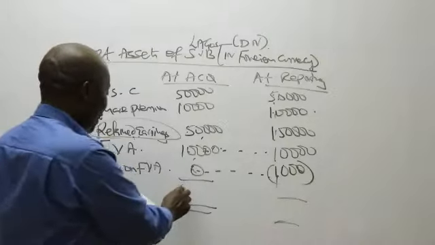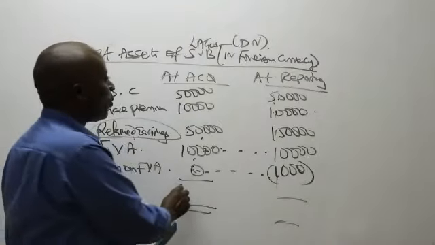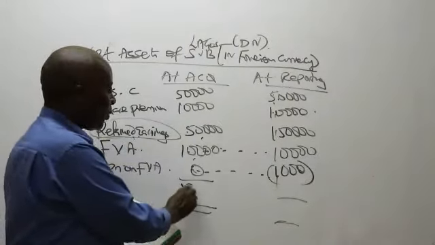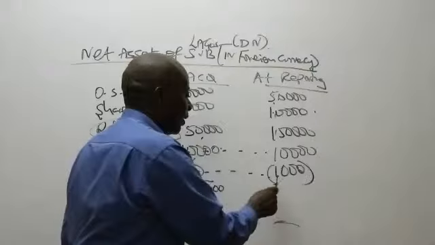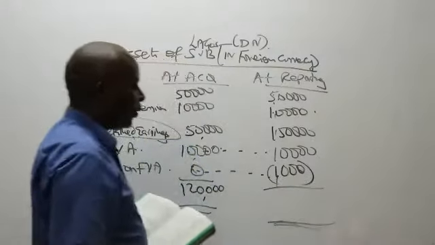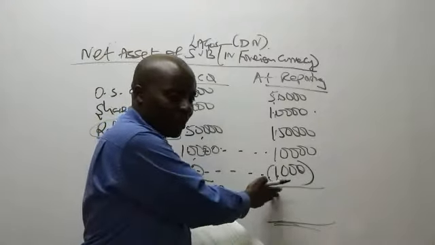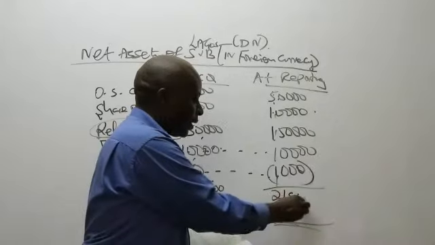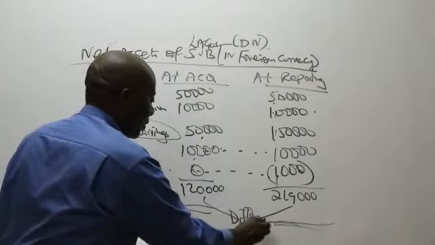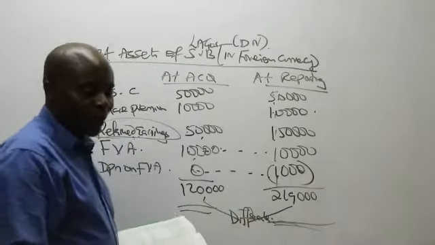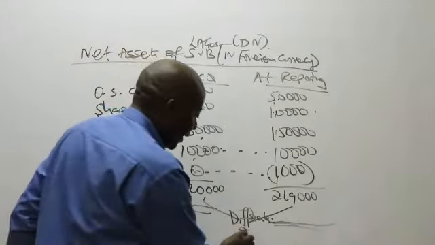How much are you getting here? Net assets at acquisition, 120,000. And this method of mine has helped many students over many years. Even those who were in section 3 of the semester, I gave them the format and they got marks and passed. This one comes to 219,000. Could you kindly give me the difference between the two? 99,000. So I'm being given a figure of 99,000 here.